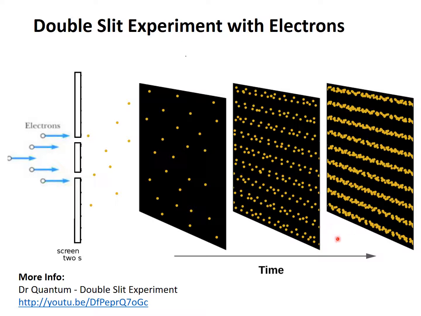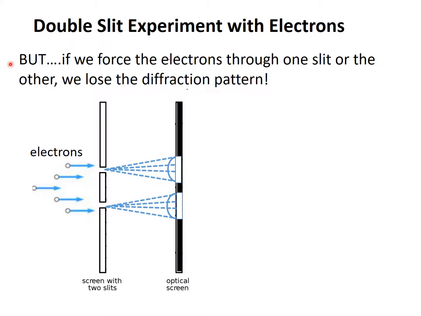So you might remember that this is exactly the same result that we get when we used waves and passed them through the slits. So what's shocking about the result is that bullets behave like particles, however, electrons behave exactly like waves. However, if we repeat the experiment and we force the electrons through one slit or the other, we lose the diffraction pattern and we get exactly the same result that we did with bullets.